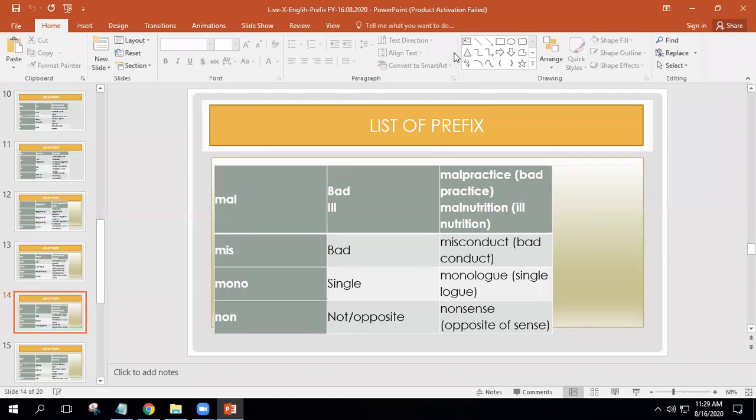Conduct means behavior. Very good. Misconduct means? Misconduct means bad behavior. Normally misbehavior we don't use. We use misbehave as the verb. Ill behavior we can say.